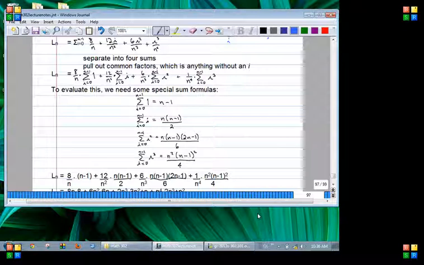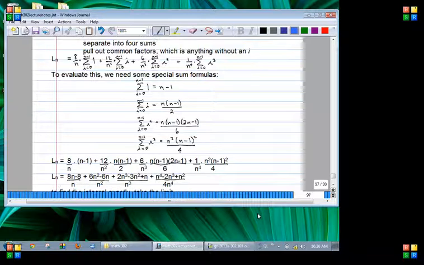So when you replace them, you get this. 8 over n times n minus 1. And then the next one is 12 over n squared times n times n minus 1 over 2, et cetera, with the summation of i expression replaced. So now I'm going to multiply it out and see what each term is. So when you do that, you wind up with these 4 fractions.